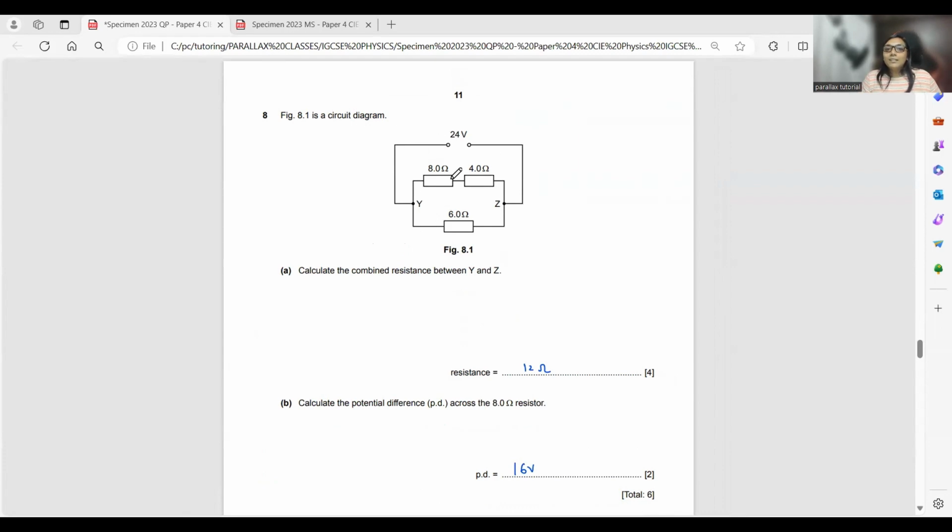So we have a circuit diagram given to you, and you have to calculate the combined resistance between Y and Z. Combined resistance between Y and Z. So what are the resistances which you see over here? We see that there are two of them, 8 and 4, connected in series, right? This is a series connection.